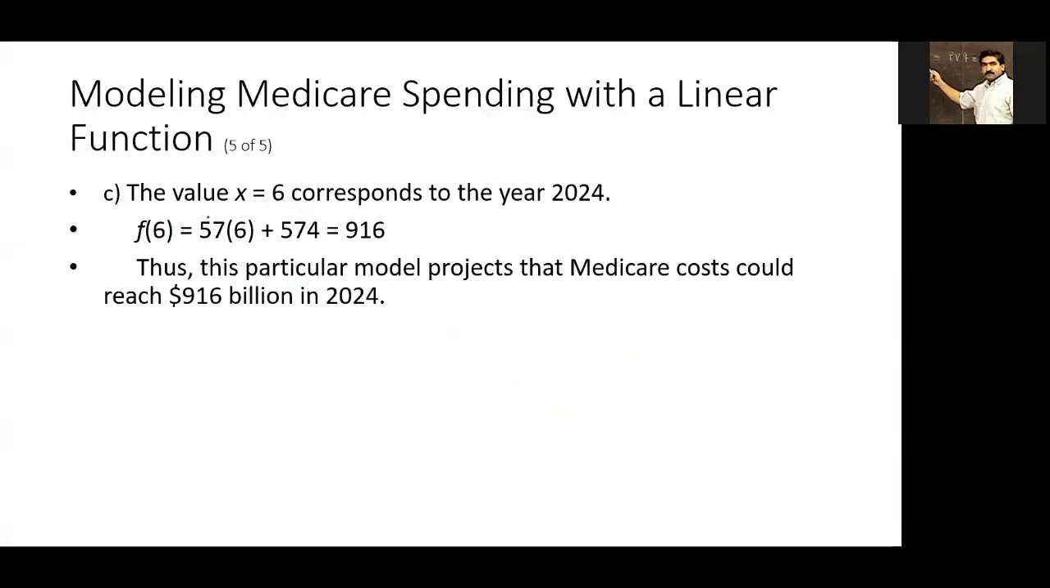So for part C, the value x equal to 6 corresponds to year 2024. If I want to know what the cost would be for year 2024, I just have to find f of 6. Substitute 6 for x, and you can see it gives 916. So the Medicare cost could reach $916 billion in year 2024.